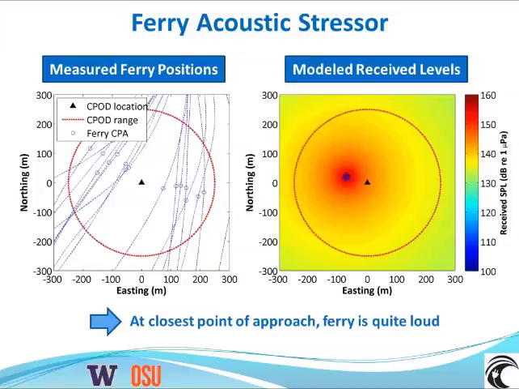And we think about the received levels in the CPOD's detection range at that closest point of approach. That's shown on that figure to the right there. I'm using the same received level scale as I showed previously for the estimated turbine noise. And you can see that within the receiving range of the CPOD, when the ferry is at its closest point of approach, it's quite loud, and received levels generally exceed 140 decibels within the received area of the CPOD. So the ferry is definitely quite loud, and we'd expect to see some sort of response.